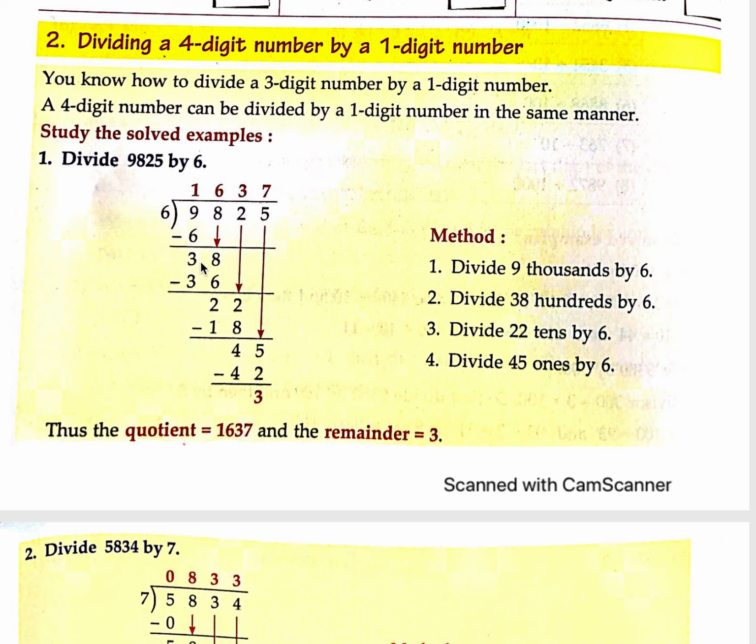Now 6, what into 6 is the closest to 38? That would be 6, because 6 sixes are 36. Then we minus 38 minus 36, which is 2. We bring down the next digit, 22. And so on while we move the last digit to bring down, and when we minus it, the remainder which we get is 3.